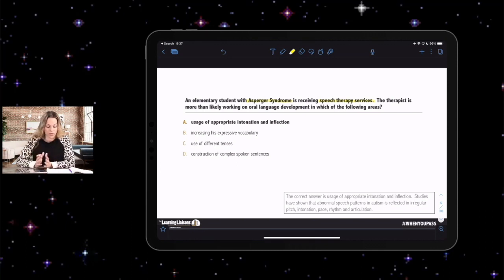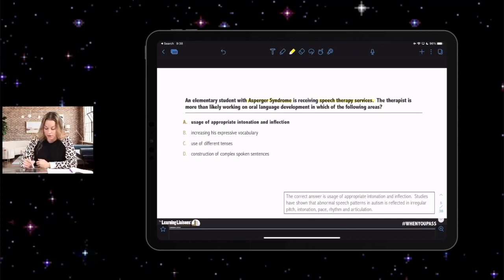Well, we know that some of our students who have autism, it's not that they have a hard time with the actual words all the time, but it's what their intonation and what their inflection is. So how they're saying it, their tone, their pitch. Because a big goal is that we're going to want to make sure that we're being as socially appropriate as possible. So we're going to be looking for some of those abnormal speech patterns. And that's going to be reflected in, again, irregular pitch, intonation, pace, rhythm, and articulation.